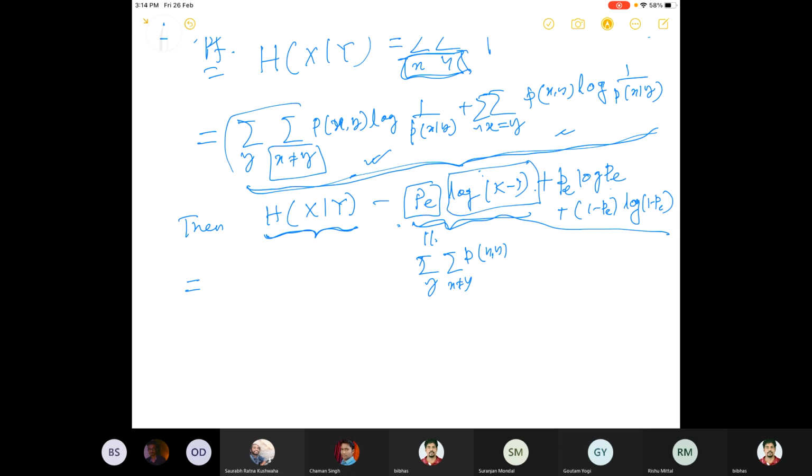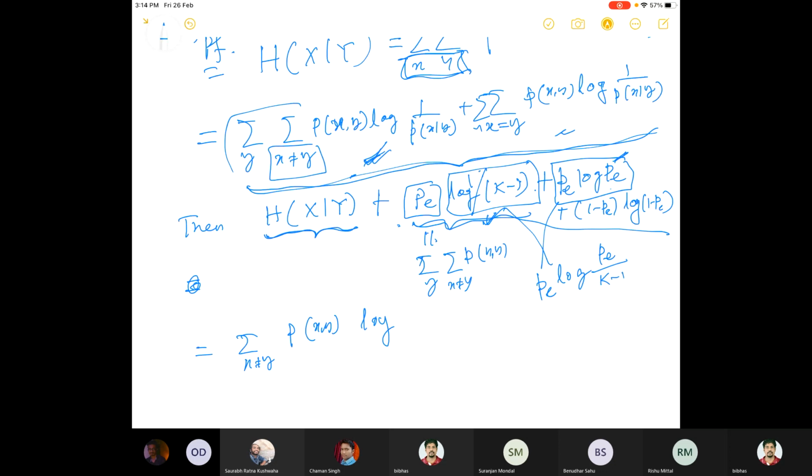And this is a constant, and this is a minus symbol. Minus means you can take this as plus and write 1 by this. Then I will take the common term from here, this number and this number. So this will be the sum over, let's say, X not equal to Y, P of X, Y, log of, I have this constant. There is one more P here; I can take this also common. So this is log P. If I combine these two, I'll get PE log of PE by K minus 1.